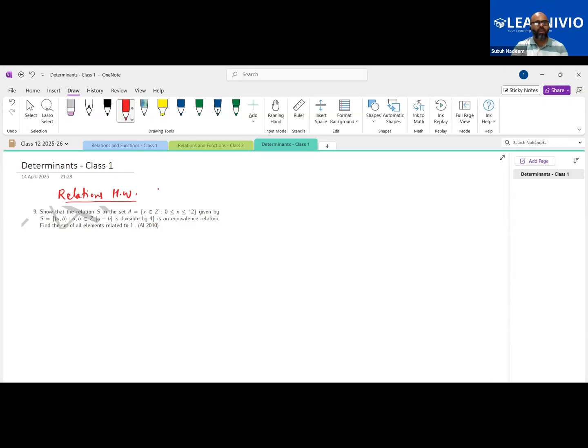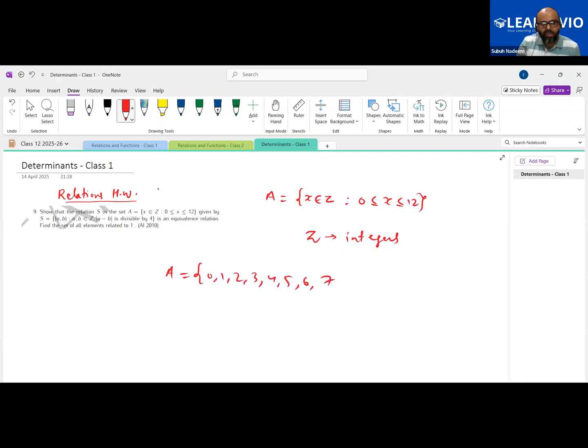So here A is given as x belonging to Z, such that x is between 0 to 12. So what does Z mean? Z means integers. So what are the integers between 0 to 12? 0, 1, 2, 3, 4, 5, 6, 7, 8, 9, 10, 11, 12. These are the integers, including 0 and 12.